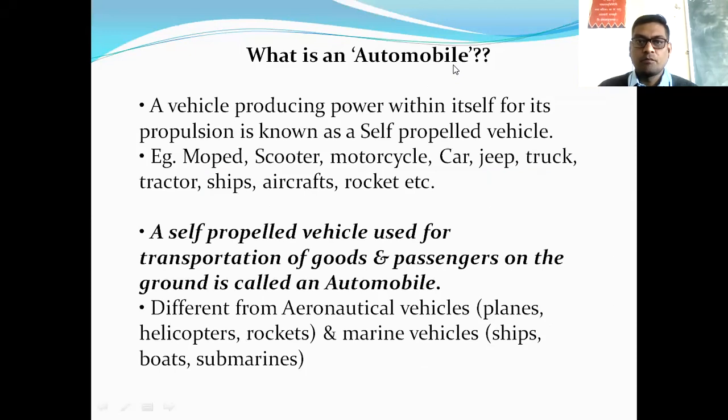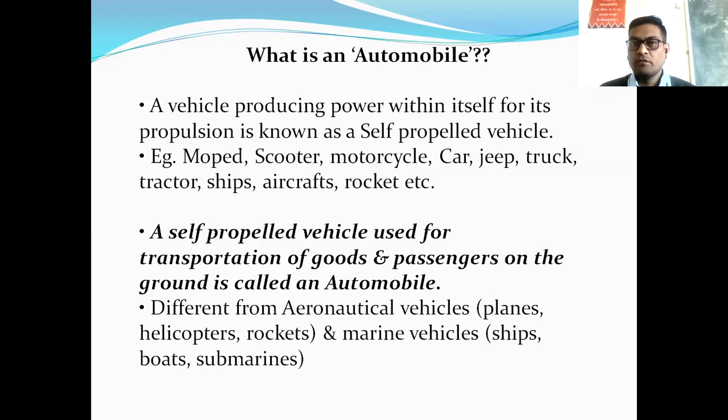So first of all, let us know what is an automobile. As you can see, a vehicle producing power within itself. We are not coming directly to the automobile. We are first giving the definition of a self-propelled vehicle, then we will move on to the automobile. So a vehicle producing power within itself for its propulsion is known as a self-propelled vehicle.